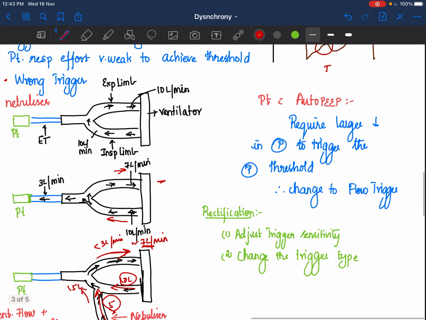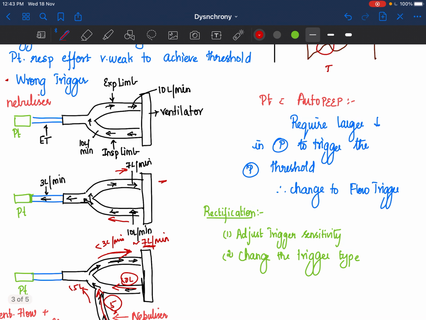On the other hand, imagine a patient who is having auto PEEP, as in the case of asthma. So if the patient is already having extra pressure inside the lungs, the patient has to take in a larger breath to reduce the pressure too much to trigger the pressure threshold that you have set. So in this condition, you may change to flow trigger, although recent studies say there are not much differences in the way that you set a flow trigger or a pressure trigger in case of auto PEEP.